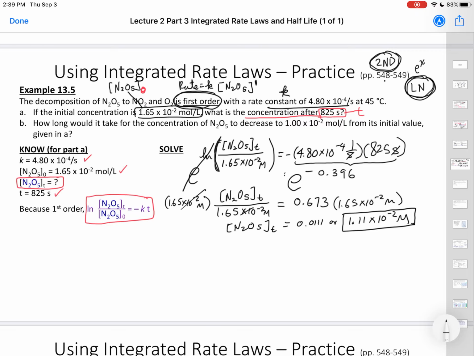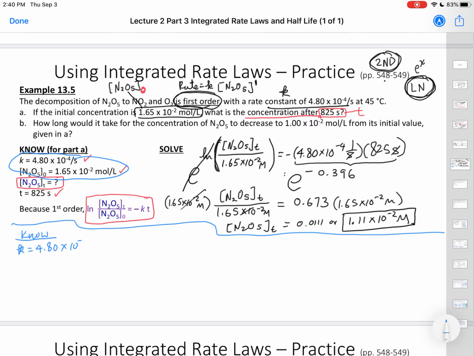Part B says, I'm going to draw a line just to separate these two things. Part B says, how long would it take for the concentration of N2O5 to decrease to 1.00 times 10 to the minus 2 molar? So again, we know what k is. k is given above. And the initial concentration stays the same, right? So these two things are the same. Your k is still 4.80 times 10 to the minus 4, 1 over seconds, and your initial concentration is 1.65 times 10 to the minus 2 molar.